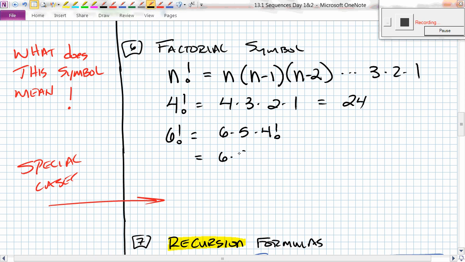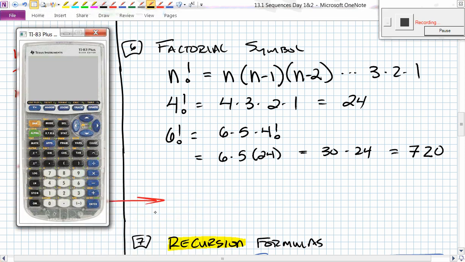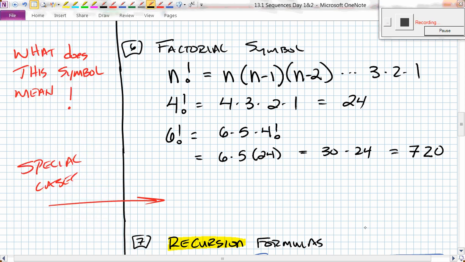Isn't that just 6 times 5 times 24? Isn't that just 30 times 24? What would that be? 720. Is that right? Well, it's 120 times 3. So 720?